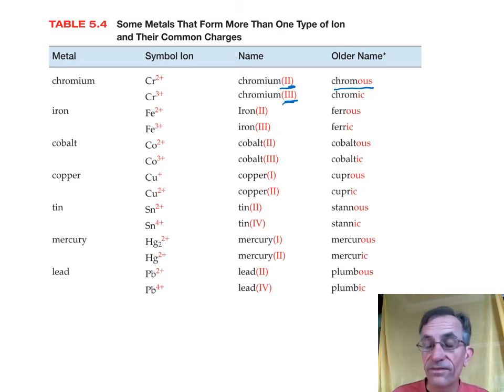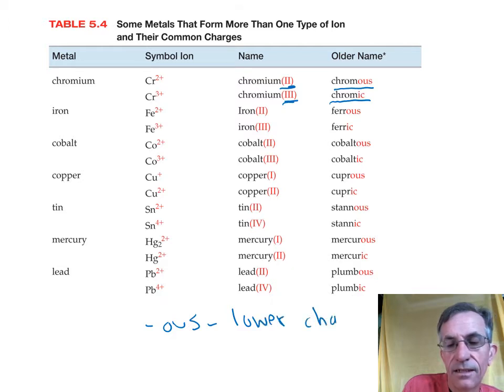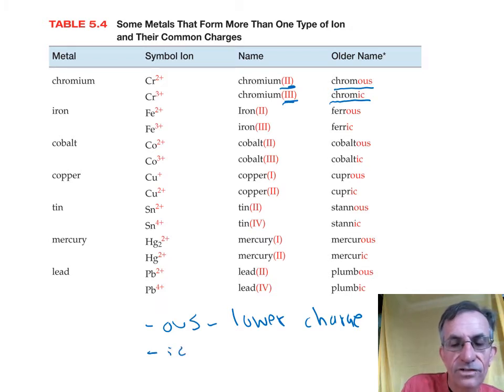Chromium with a +3 charge, yeah, I could write Roman numeral 3, but you might also hear it called chromic, all right? So there is this other method where the naming does change, the ending changes. There is a pattern, if you're wondering. The ous versions are the lower charged versions of an ion, of a cation. The ic versions are always the higher charge version.